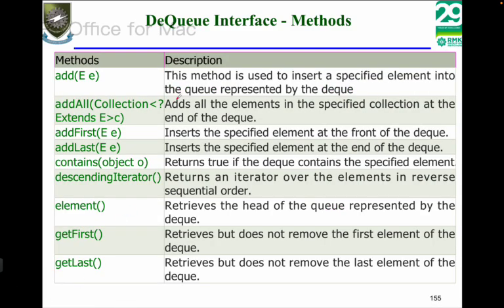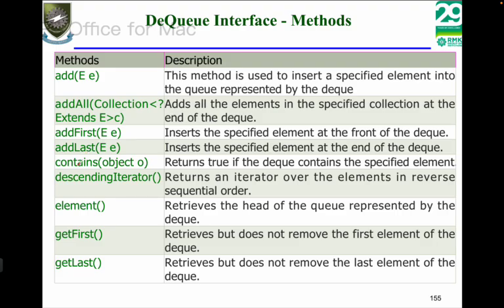These are all the methods which are available in the Deque interface. Let us go one by one in detail. Add: when you want to add an element to the queue, you can use the add method. It is represented with an object. If we want to add a collection of elements which is present in a collection, we can go for addAll. If I want to add an element at the first of the Deque, the front side, I can go with addFirst. If I want to add an element at the end of the Deque, I can go for addLast.